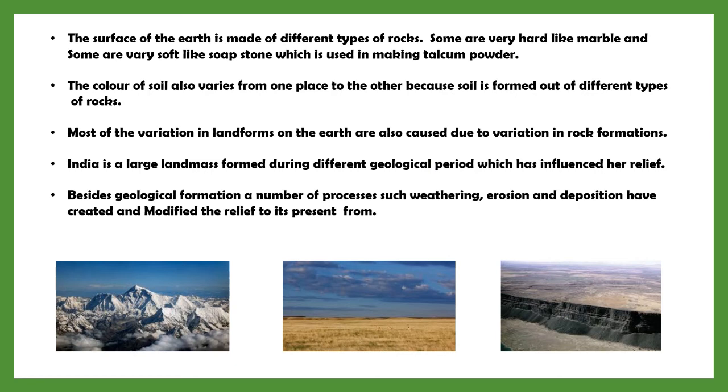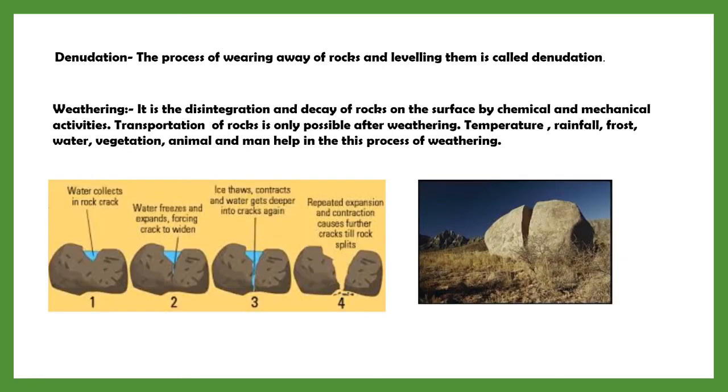Now some definitions. Denudation. The process of wearing away of rocks and leveling them is called denudation. Weathering. It is the disintegration and decay of rock on the surface by chemical and mechanical activities, and transportation of rock is only possible after weathering. Temperature, rainfall, frost, water, vegetation, animals and man help in this process of weathering.